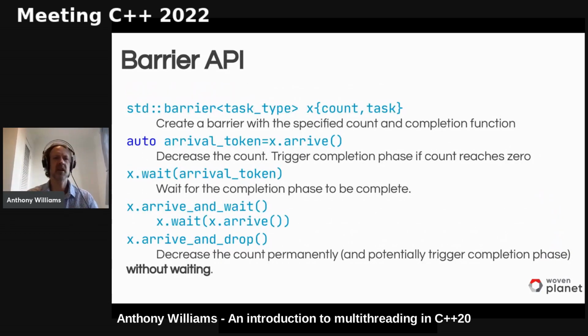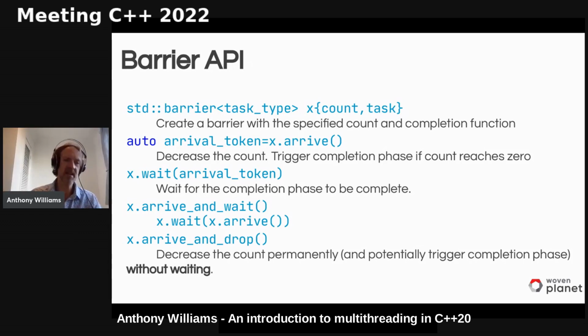What does the API look like? Well, our template parameter is the task type, which is the type of the completion function. So you might use standard function for that, or you might use a function pointer for the task type, and then the task is actually the function or the lambda that's actually going to be run as the completion function. But crucially, you need a count. And when threads arrive, then we get an arrival token, and that decreases the count. If the count reaches 0, that can trigger the completion phase.